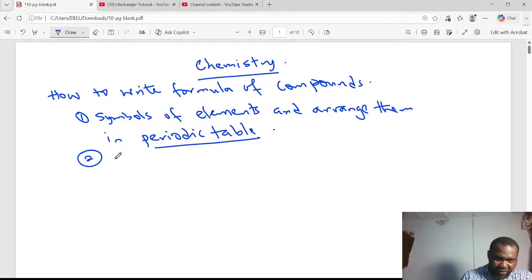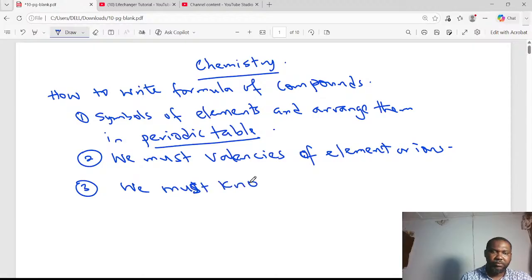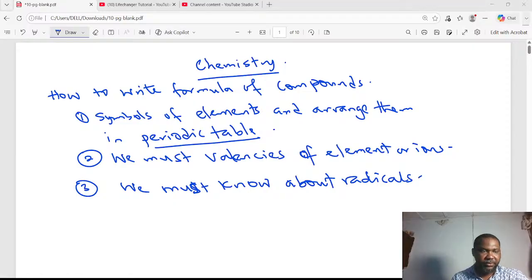Then number two, we must know their valences. We must know valences and radicals. We must know valences of elements, or what we call ions. Then number three, the third thing we must know is radicals. We must know about what? Radicals.